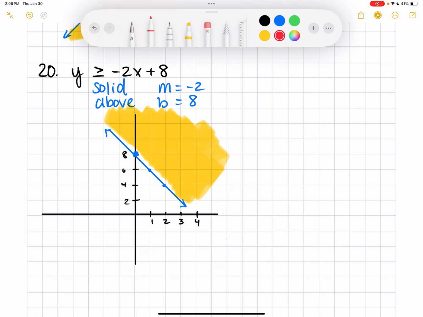So I'm going to check the point (3, 10). So yes, on my graph, that would be up here, but I don't normally plot that point. I was just doing it for reference. So 10 is greater than or equal to negative 2 times 3 plus 8. So 10 is greater than or equal to negative 6 plus 8, which is 2. That's true. So I know I've shaded in the right direction.